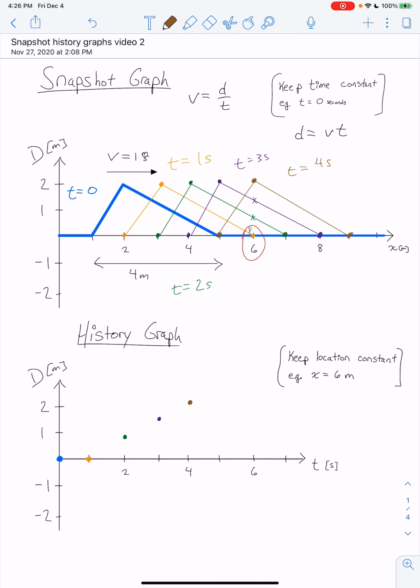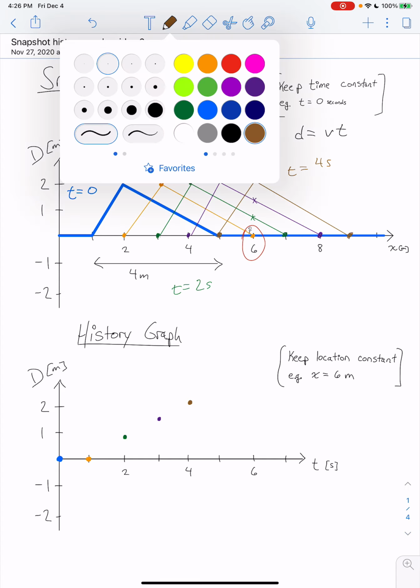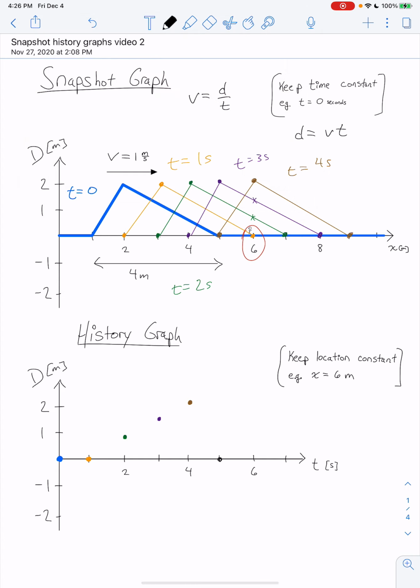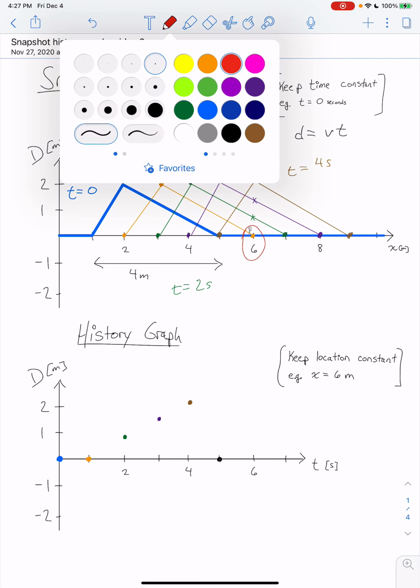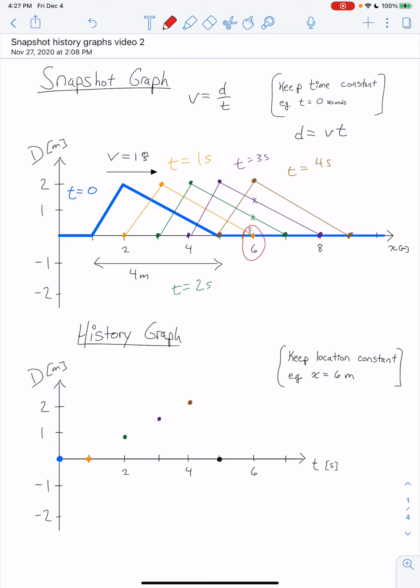And so that's the first part of our history graph. And then what happens 1 second later? Well, 1 second later, we're going to be back down to a displacement of 0. So that's the full wave. So let's draw that out, and then we'll unpack it a little bit more.